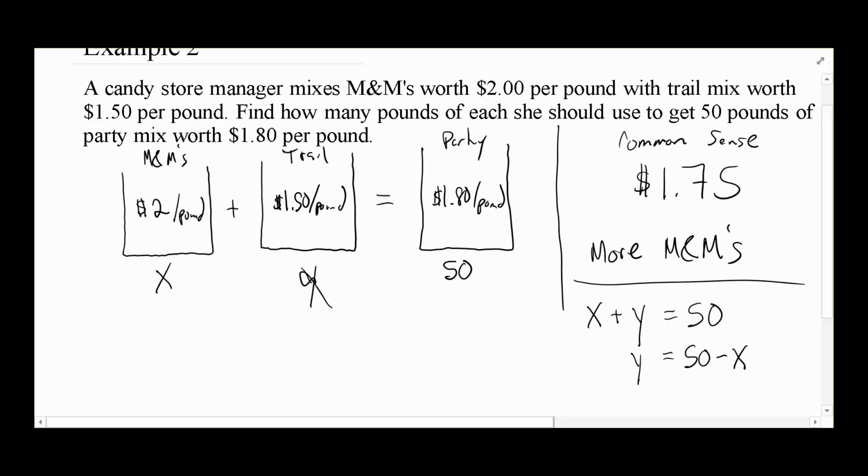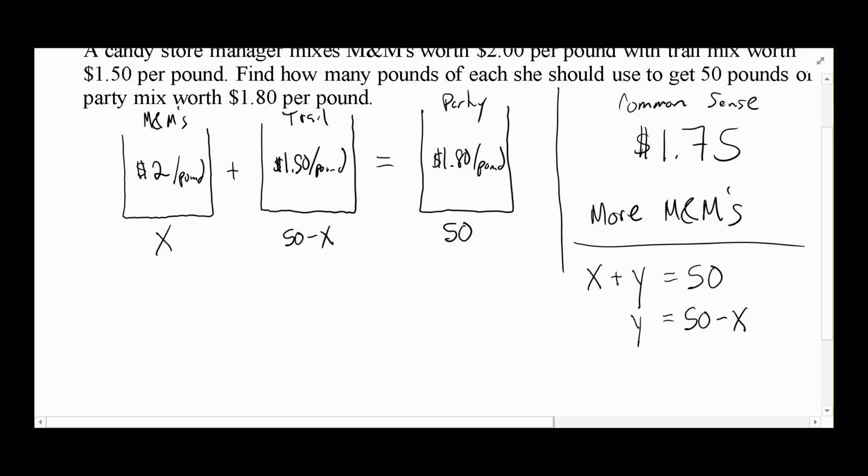So instead of actually using a Y over here, I'm going to erase that. Instead of using a Y, let's just use 50 minus X. That way we don't even have two variables. We only have one variable. And this should make sense if we start throwing some numbers into there. If I had 20 pounds of M&Ms, I would need 30 pounds of party mix. How'd I come up with 30? I did 50 minus 20. If I had 40 pounds of M&Ms, I would need 10 pounds of trail mix. And again, that comes from 50 minus the 40. So 50 minus X gets us how much trail mix we need.